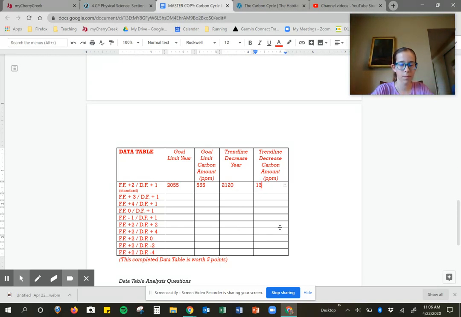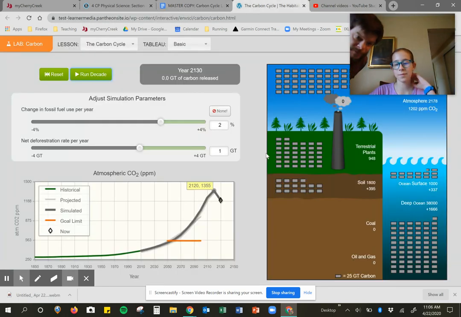Now notice, Chloe, when we have reached the end of the line, how much carbon is in the ground? 0. And where did it all go? It went into the atmosphere and into the ocean. All right, let's do the second line of the data table.